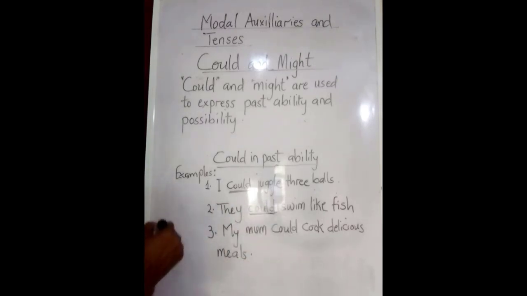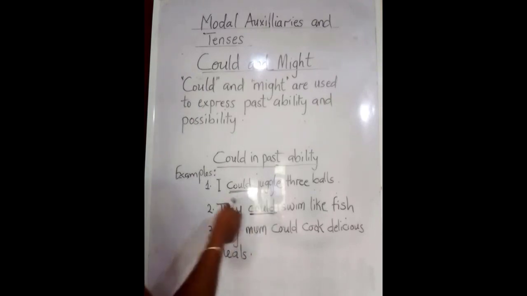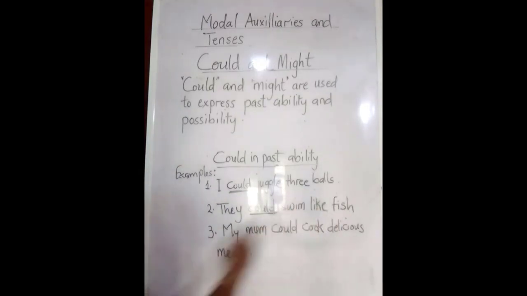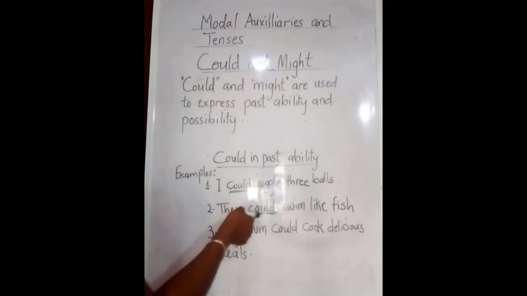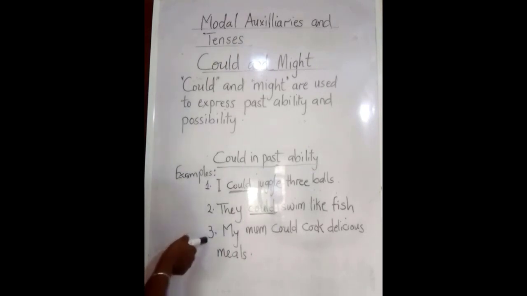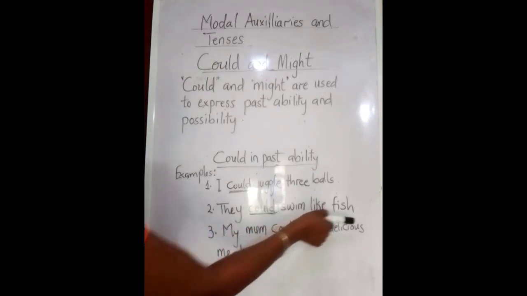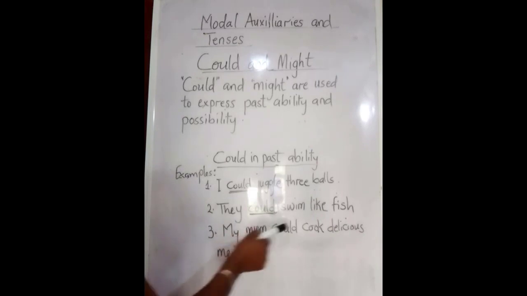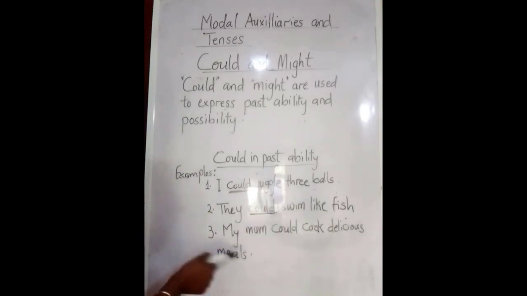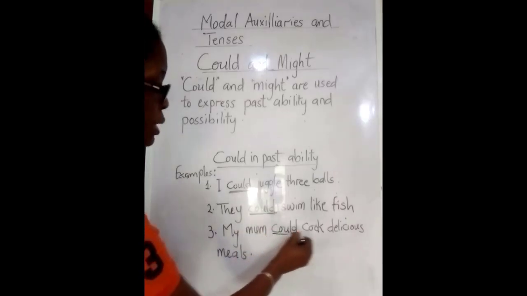This is an indication of something in the past. If it's something in the present, it will simply be said as they can swim like fish. But once you see could here instead of can, it shows it's in the past. Now the third example says, my mom could cook delicious meals. This means in the past my mom could cook delicious meals. She could do this, but maybe currently mom is now very old and can't cook delicious meals, and can't even cook at all. So when you use could, it always shows something in the past.